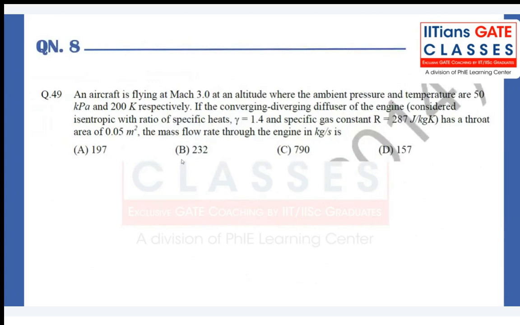An aircraft is flying at Mach 3 at an altitude where the ambient pressure and the temperature are 50 kilopascal and 200 Kelvin respectively. If the converging diverging diffuser of the engine, considered isentropic with ratio of specific heats gamma 1.4 and specific gas constant R as 287 joules per kg Kelvin, has a throat area of 0.05 meter square, the mass flow rate through the engine is... This is more of a gas dynamics question since it is asked as an intake. So I'm just taking this question over here.